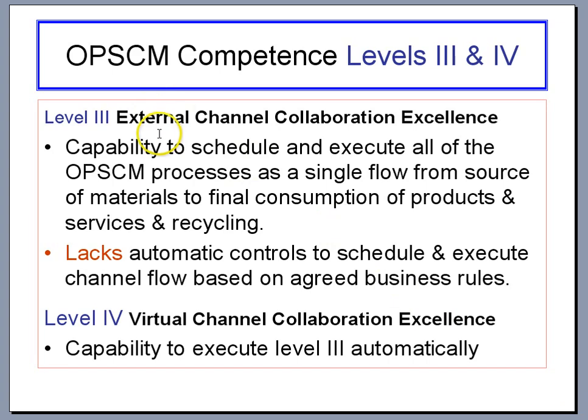So what's the benefit? Well, externally collaborated supply chain excellence is capable to schedule not only the internal supply chain processes, but the entire channel as a single flow, from source of materials, raw materials, all the way through to the consumption, and then services after consumption. This is a great benefit of having these channel partners. Great complexity, but also great risk.